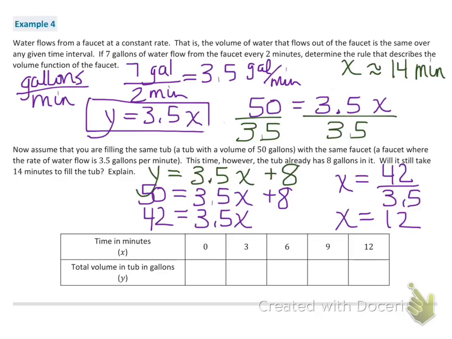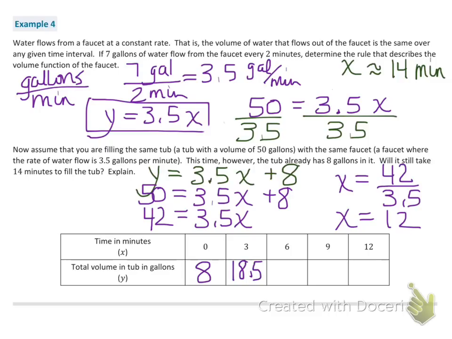So the table of values that represents this situation is right here. At 0 minutes, the tub has 8 gallons in it already. At 3 minutes, I would just put it into my function here. 3 times 3.5 plus 8 would be 18.5.